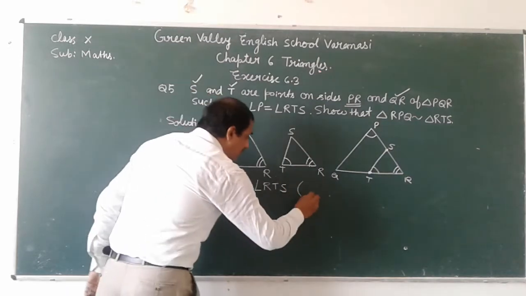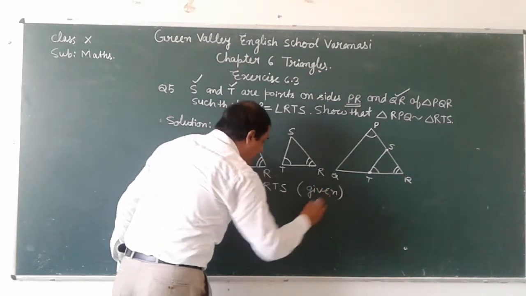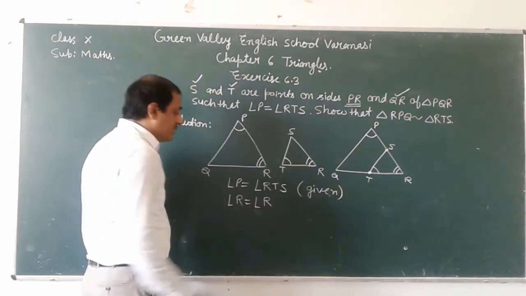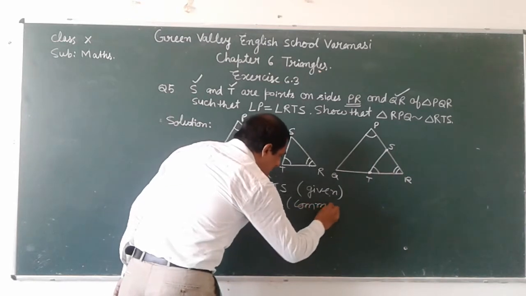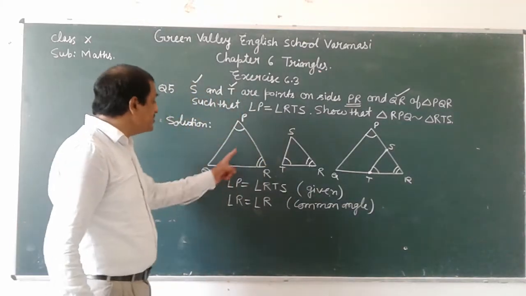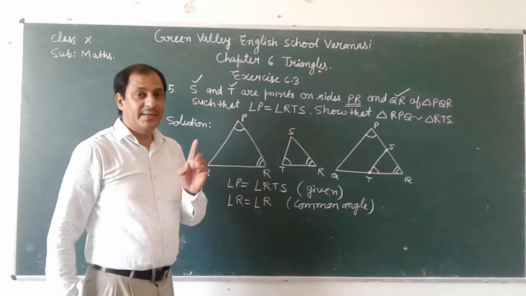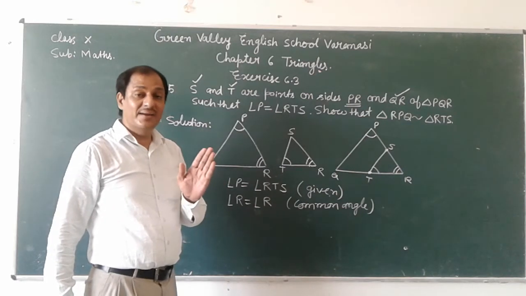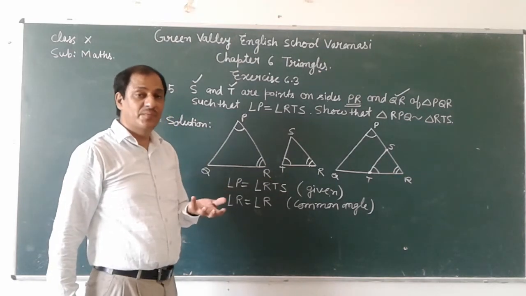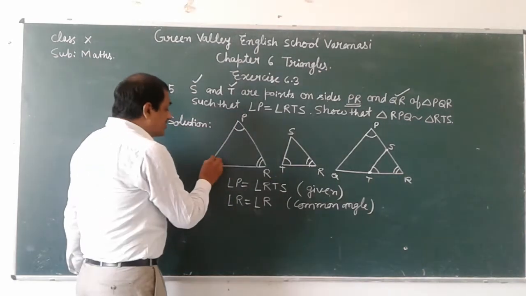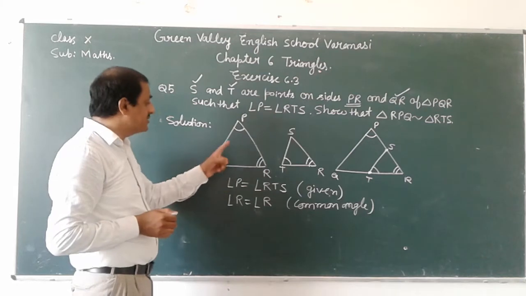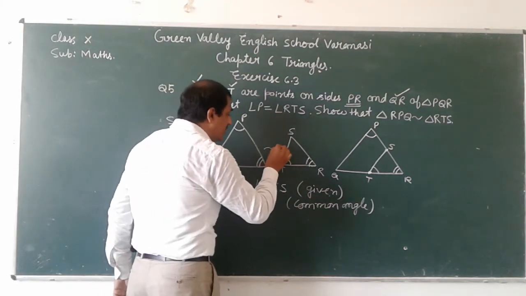So, it is given. Now, angle R is equal to angle R, common angle. Now, we can say that these two triangles are similar by AA criteria, by angle-angle criteria. Because these two angles are equal, it means the third angle is also equal. Third angle means angle Q is also equal to angle S. So we can say that these two triangles are similar to each other.